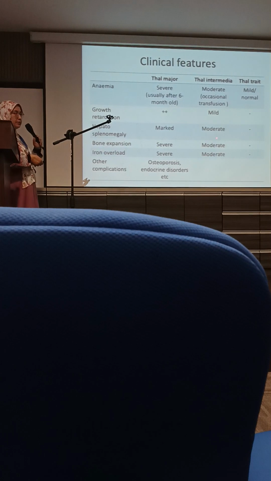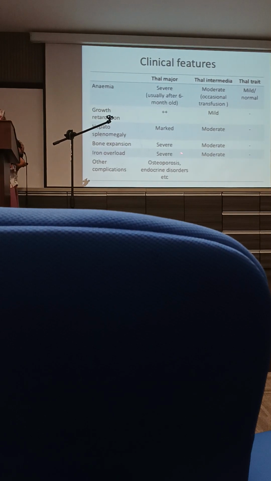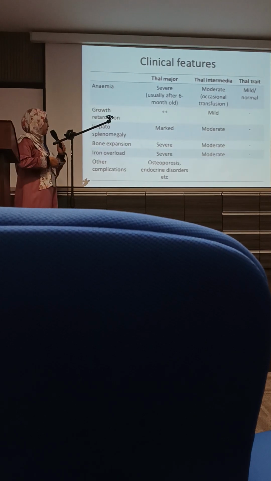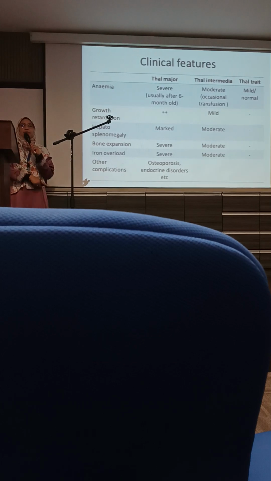Bone expansion, they can have severe bone expansion, extramedullary hematopoiesis. Moderate in thalassemia intermediate. Iron overload, severe in thalassemia major. Why do you think they have iron overload?